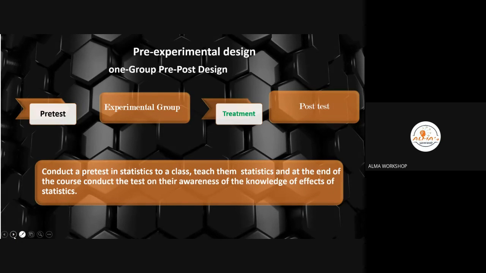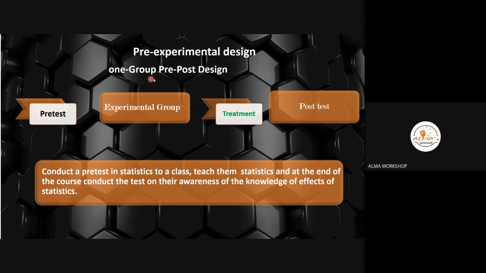Next is one group pre-post design. What is one group pre-post design? A pre-test is given for an experimental group, then the treatment, and again a post-test is given. It is one group. By the name itself you will understand. You have one group, you give a pre-test, and a post-test again after the treatment. That is why it is called one group.